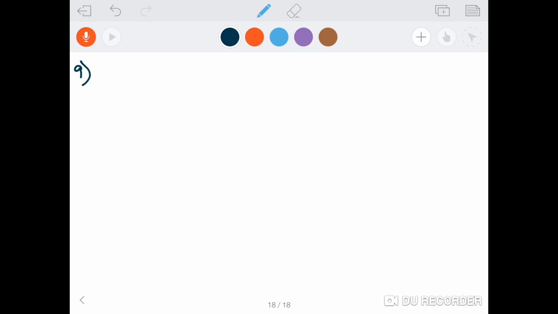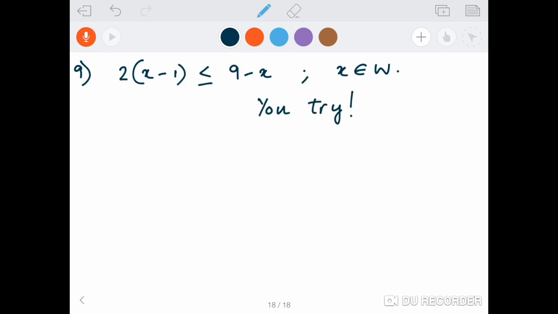All right. Finally, the last question for the day. We have to find the largest value of x for which 2 times x minus 1 is less than or equal to 9 minus x, and he's told us that x belongs to whole numbers here. Since x belongs to whole numbers, I want you to try this. This is very easy. All you have to do is open the bracket and try. I'm just going to make you pause the video at this point in time and proceed.